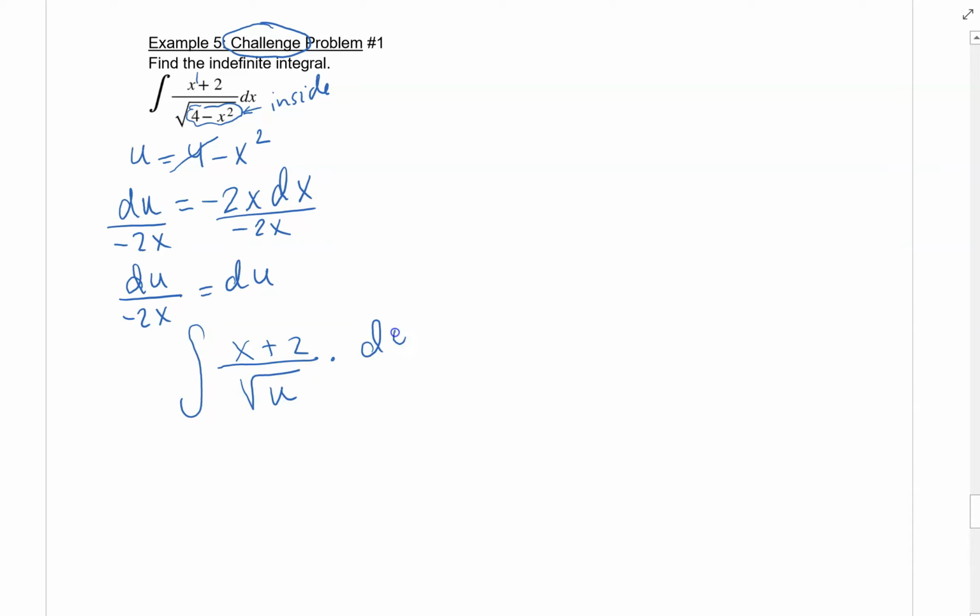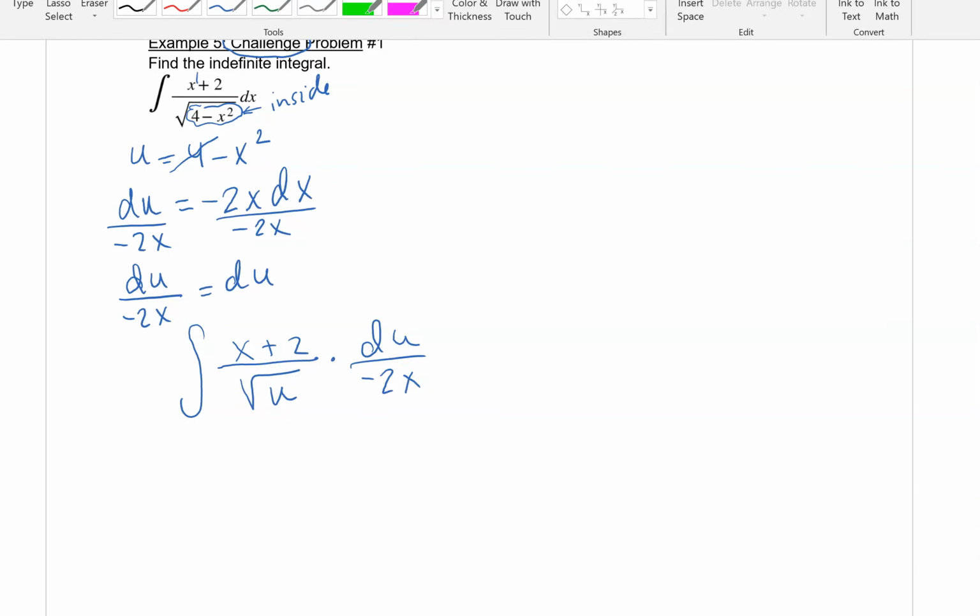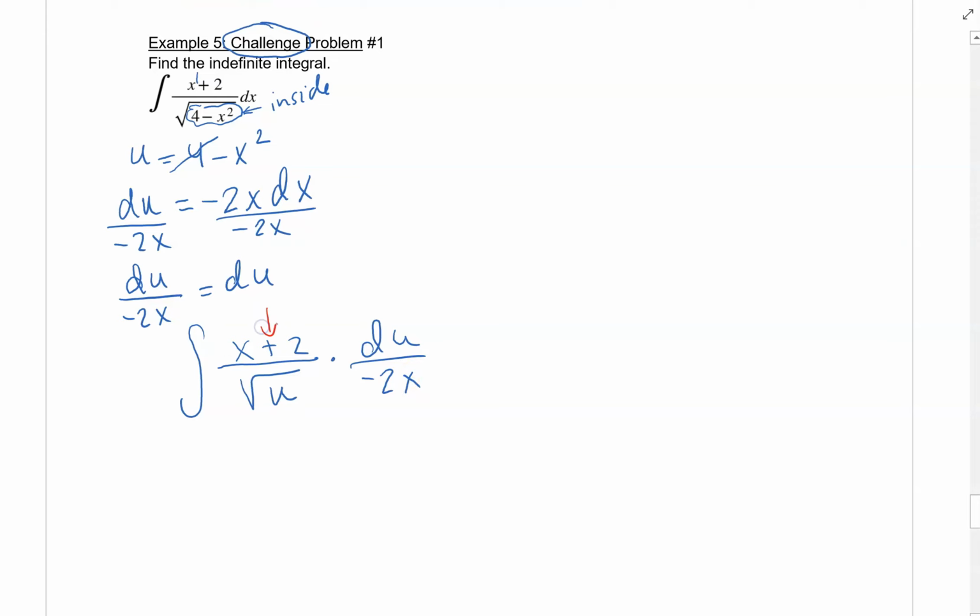I replace dx with du over negative 2x. I would notice that because this has the plus 2, I can't cancel it with this x. These x's actually can't cancel. So then I end up with like 2 factors of x in my integral.